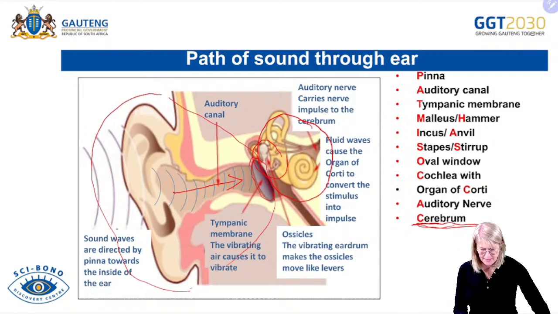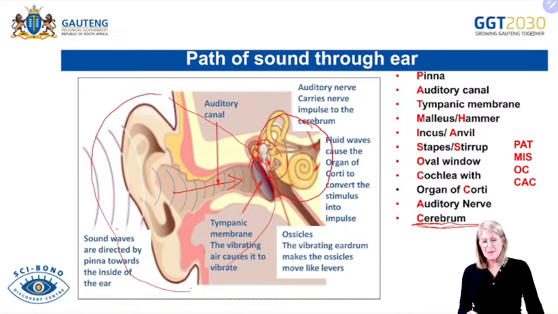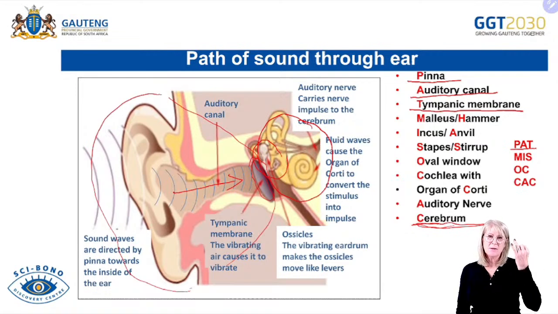Now, what we've done here is you can see we've just briefly mentioned each of the parts. So the first part is the pinna. That is what captures the sound waves. Then it travels down the auditory canal to the tympanic membrane. And you notice here that each of the first letters is highlighted in red. So the first part is the outer ear, which is PAT. Okay, so you'll remember the three parts: pinna, auditory canal, tympanic membrane. That is the path of sound in the outer ear.